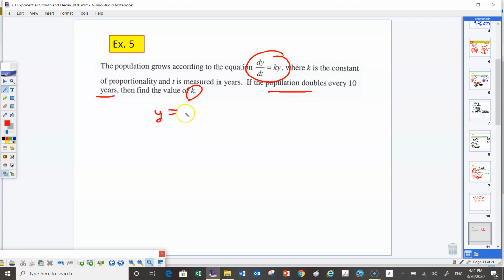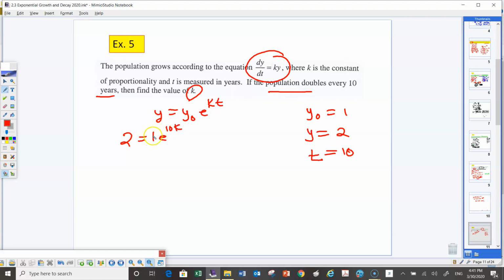So we know we can start with this equation right here. y equals y0 e to the kt. And let's plug in the information we know. We know that the population doubles every 10 years. So no matter what our original amount is, so say it's 1, our final amount will be 2 when the time is 10 years. So I'll plug a 2 in for y, a 1 in for the original, and this is going to be e raised to the 10 times k.